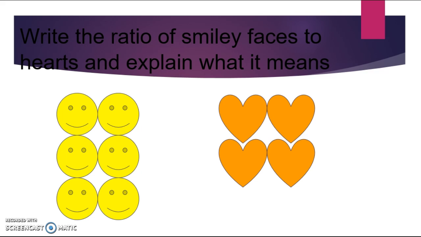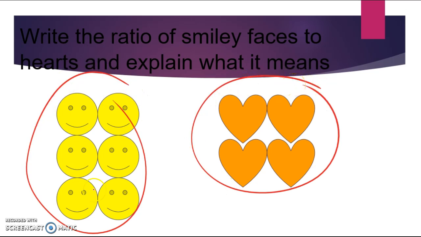So this question says, write the ratio of smiley faces to hearts and explain what that means. So we have our ratios here. We have our smiley faces there. Hold on a second, let me get my pen. We have smiley faces over here, and we have hearts over here. So our ratio is going to be of smiley faces to hearts, because that's what the directions say. Now, our ratio is going to be 6 to 4. Remember, when we're writing our ratios, we don't really care about the units, but we didn't do one thing here.